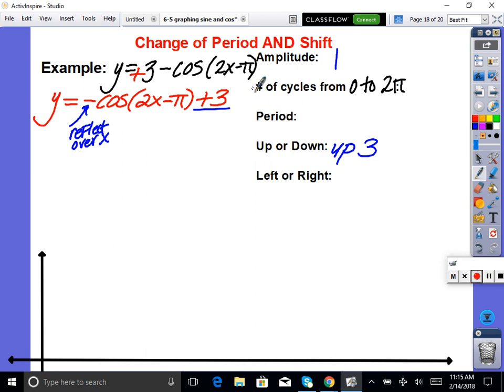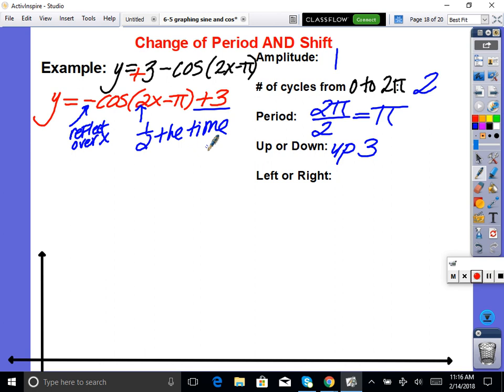Now we've got to figure out how many cycles are from 0 to 2 pi. That's our b value, which is 2. Therefore, our period is 2 pi divided by 2, which is pi, which makes sense. If there are 2 cycles from 0 to 2 pi, to complete one cycle we'll take half the time, which makes sense of why our period is pi, correct? Cool, moving on. And now shift left or right. If you say right pi, you're wrong. It's really right pi halves.